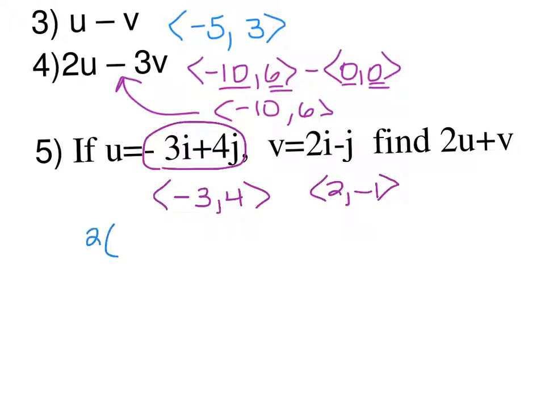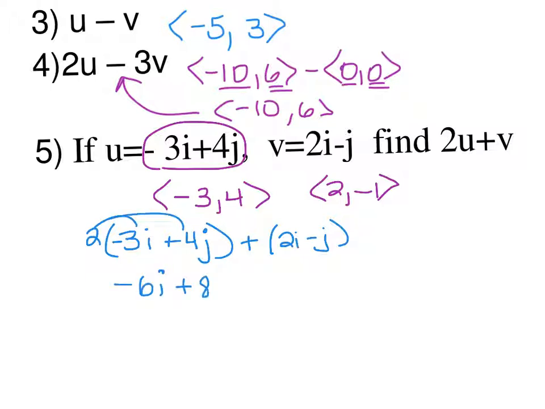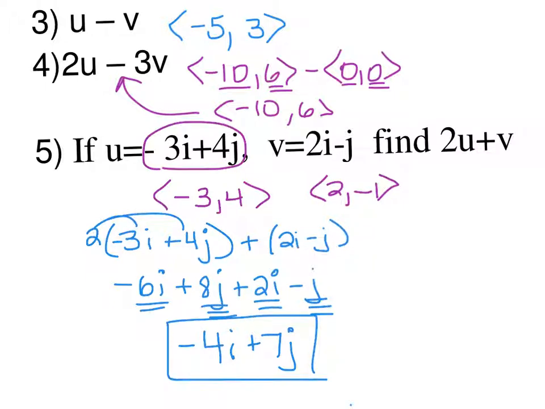So 2 times u would be 2 times (-3i plus 4j) plus v, which is 2i minus j. Distribute the 2, so it's -6i plus 8j plus 2i minus j. And then combine your like terms. So the i's would get combined and the j's would get combined. So I get -4i plus 7j. And remember that if it gives it to you in terms of i and j, you want the answer to be back in terms of i and j.